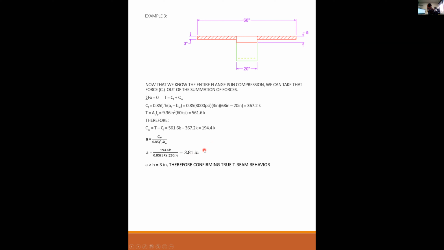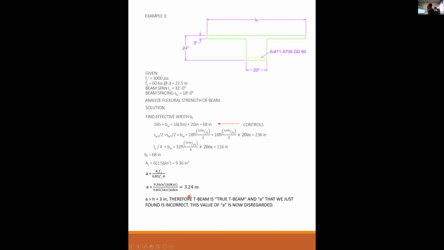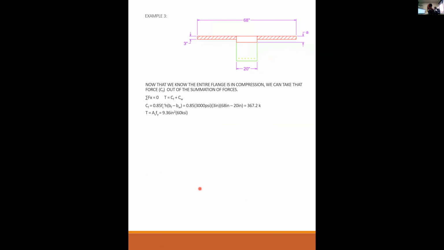Okay, let's back up here for a second. Now you can see that 3.24 is the wrong answer. It's just flat out wrong. And we never intended for that to be our answer. It was only there to tell us that we need to do true T-beam behavior. Now that we know that it's true T-beam behavior, we do this analysis and we get 3.81 inches. That is the right answer. Does that make sense?